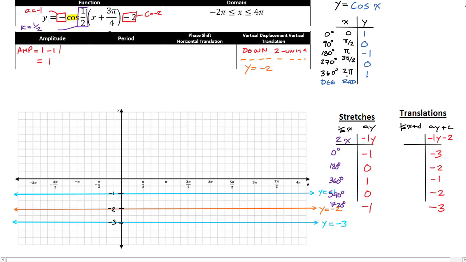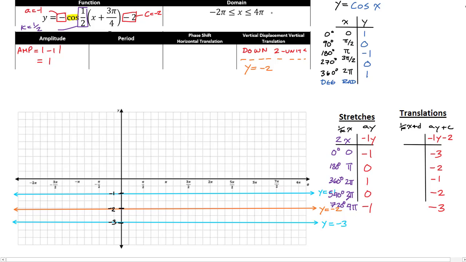We can double them. So 0 times 2 is still 0. Pi over 2 times 2 is just pi. 3 pi over 2 is just 3 pi. 2 pi, I think I've skipped one here. Did I miss one? Oh, I missed 2 pi. I should have done pi times 2. There we go, 2 pi. 3 pi over 2 times 2 is 3 pi, and 2 pi times 2 is 4 pi.